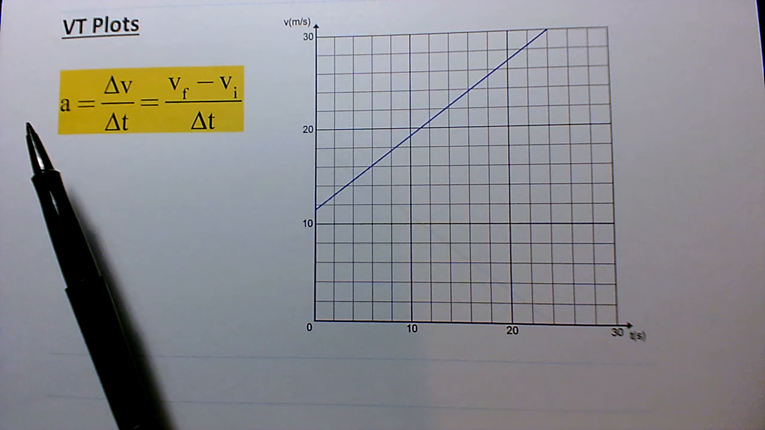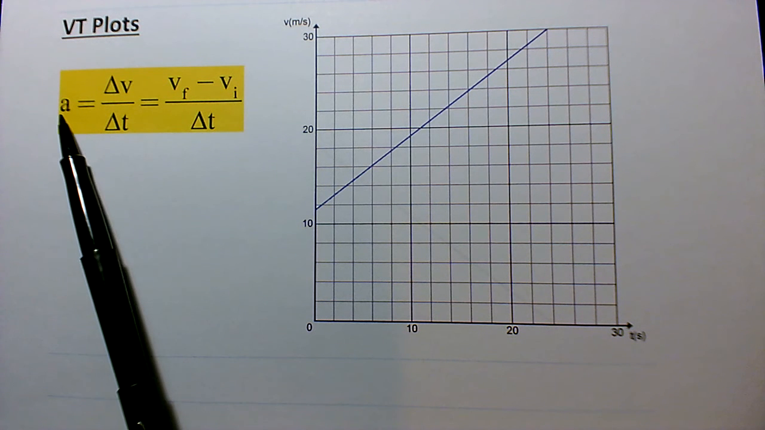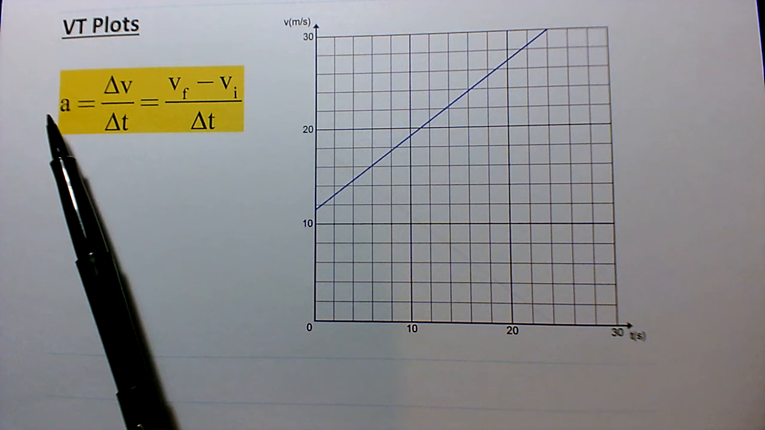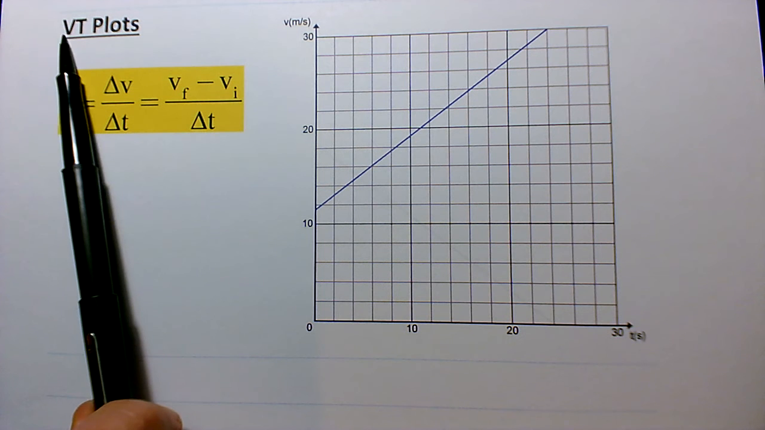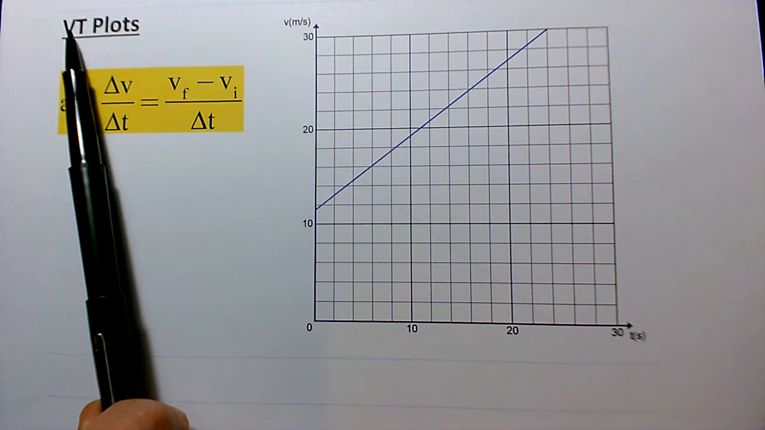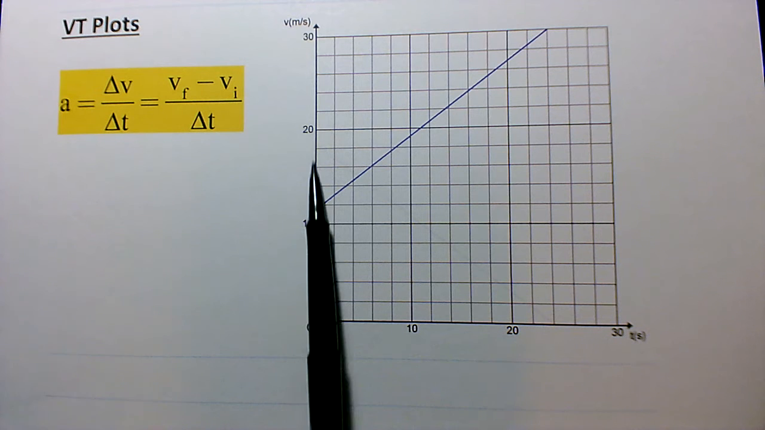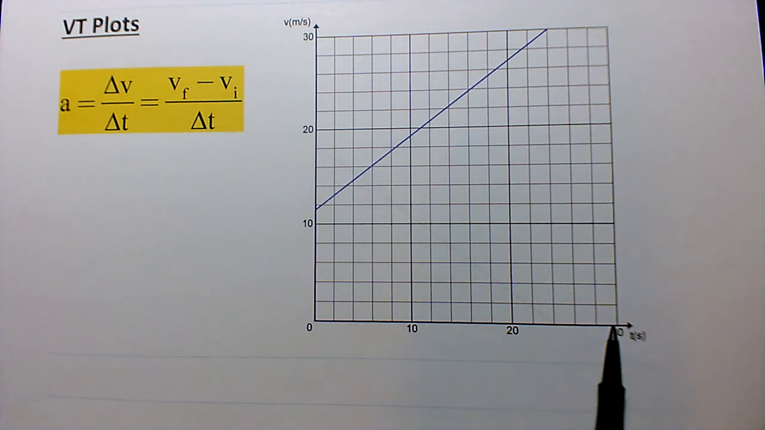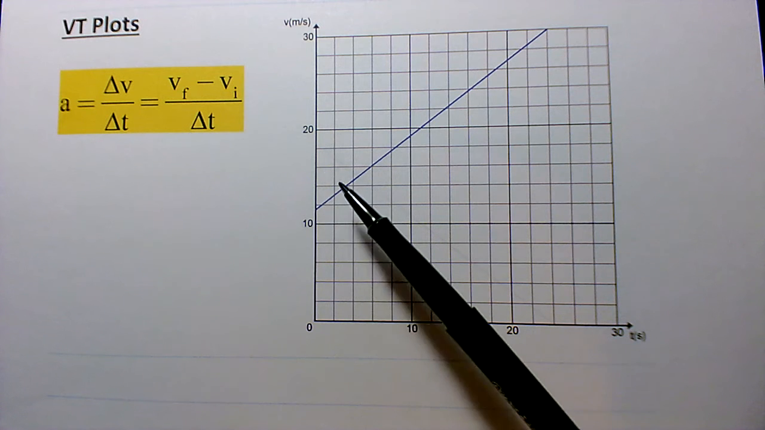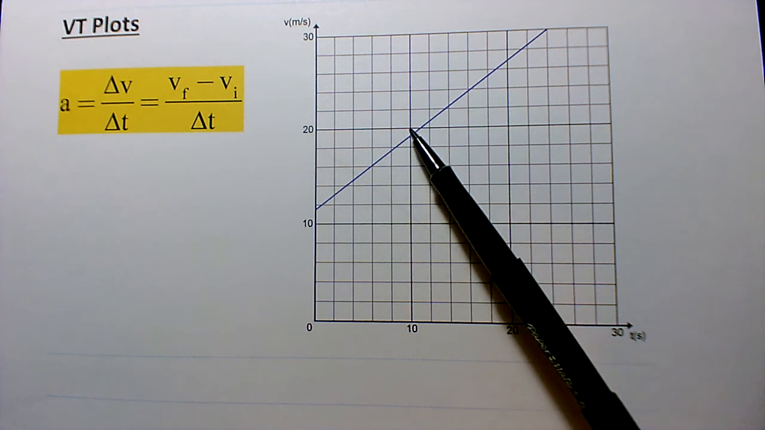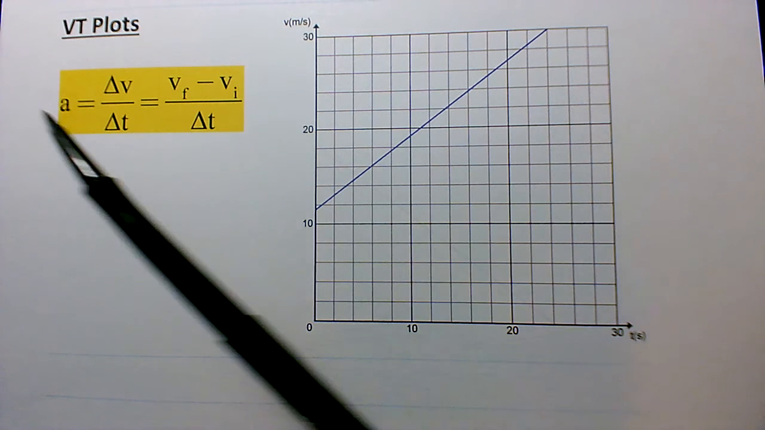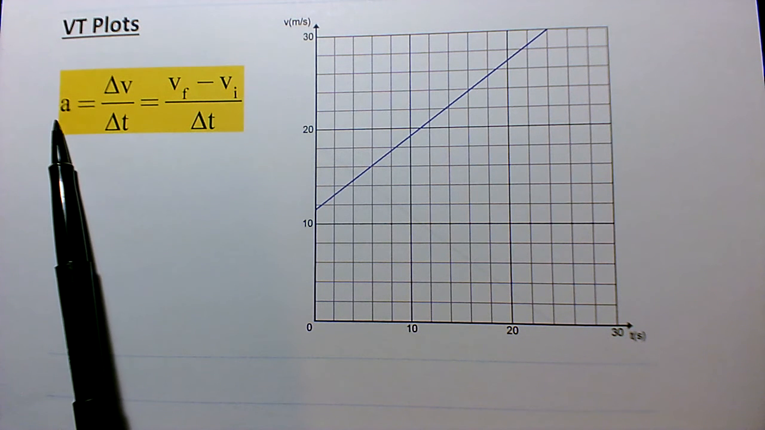The subject of this video is acceleration and how acceleration is related to VT plots, or velocity time plots, for an object's motion. So if we plot velocity on the vertical axis and time on the horizontal axis, we have a VT velocity time plot. The slope of this plot for this object's motion, the slope of this line, is the acceleration of the object.